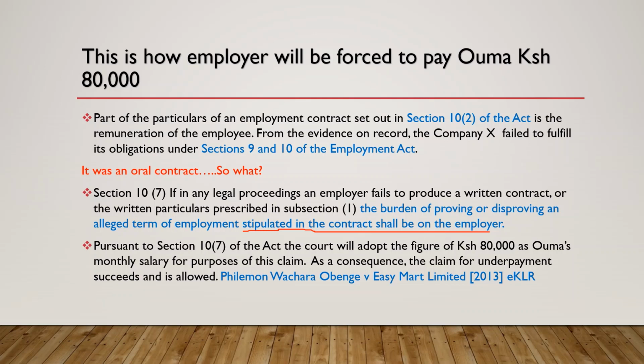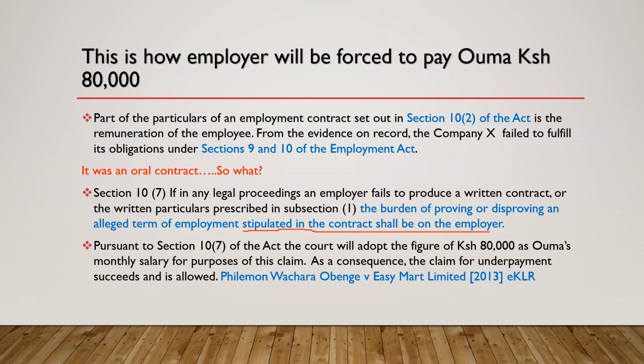It was never reduced into writing, and the employer has no record to prove that because it was just an oral contract. And we said the employer still has the responsibility of reducing an oral contract into writing. In this particular instance, Ouma will get the monthly salary of 80,000, and he will be compensated for the times when he was underpaid. And also remember that this particular scenario I've used has been adapted from a case that actually happened in Kenya in the year 2013.